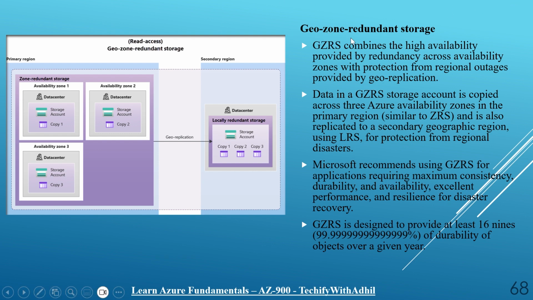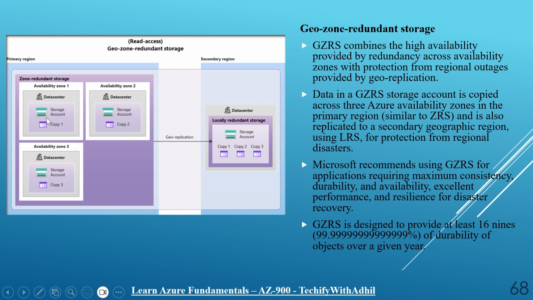Then Geo-Zone-Redundant Storage. So GZRS combines the high availability provided by redundancy across availability zones with protection from regional outages provided by geo-replication. So data in the GZRS storage account is copied across 3 availability zones in the primary region similar to ZRS, and is also replicated to a secondary geographic region using LRS for protection from regional disasters.